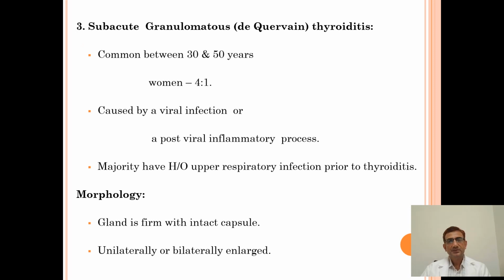Coming to de Quervain thyroiditis or subacute granulomatous thyroiditis, it is common in the age group 30 to 50 years. Women are more prone than men. It is caused by a viral infection or a post-viral inflammatory process. The majority have a history of upper respiratory tract infection prior to thyroiditis. Morphologically, the gland is firm with intact capsule and unilaterally or bilaterally enlarged.